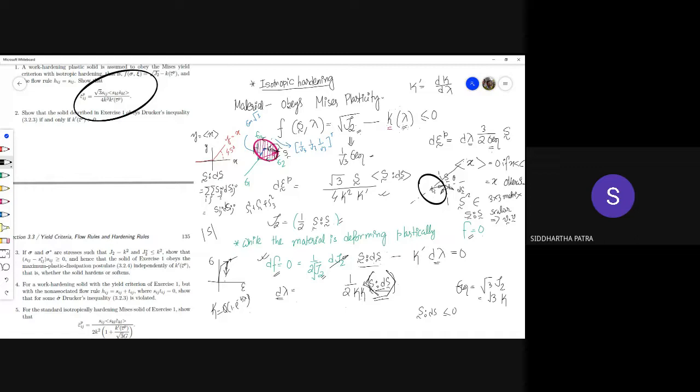Now, whenever I draw a deviatoric stress, that becomes the radius of this circle.